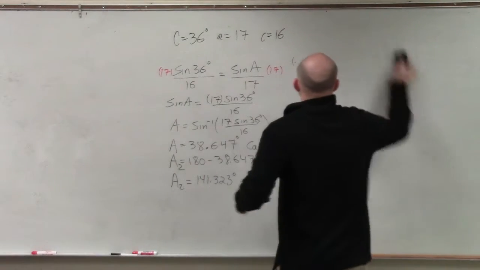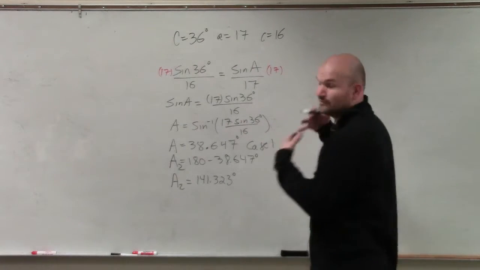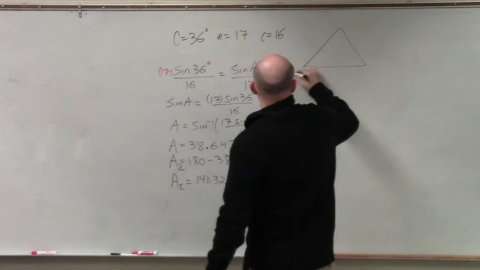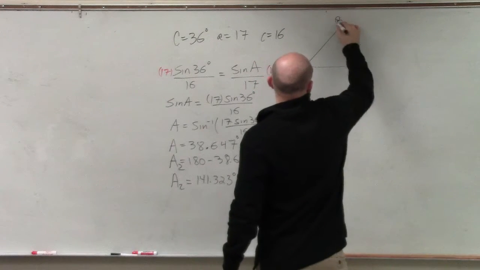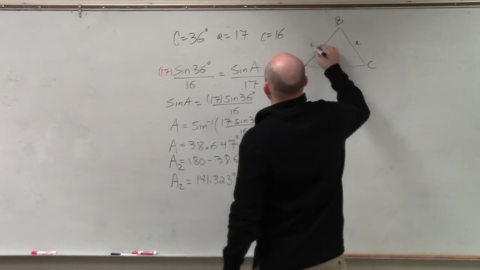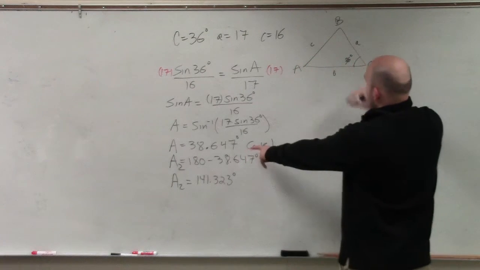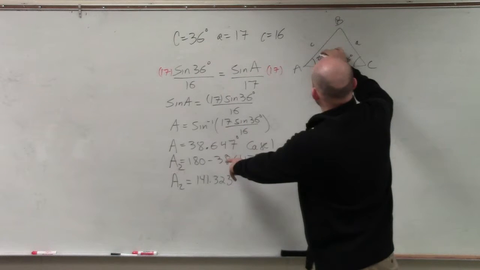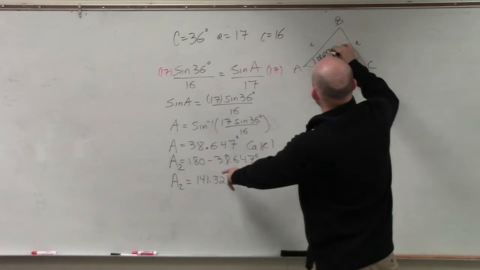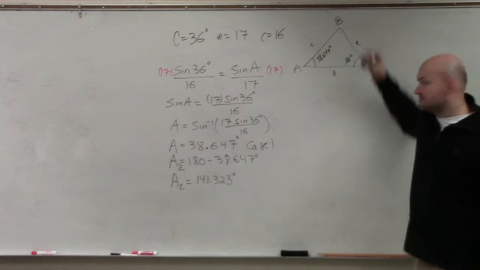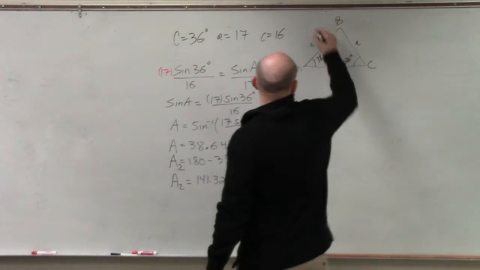So what I like to do whenever I'm doing the ambiguous case, I like to draw the pictures of the triangle. I think what I've already told you guys. So C is 36 degrees. And then we just said A had to be 38 degrees, roughly 0.647. Right? Could we find angle B now? Yes. Now, that's case 1.